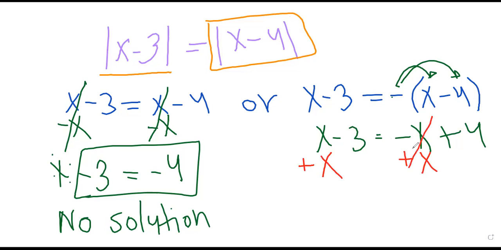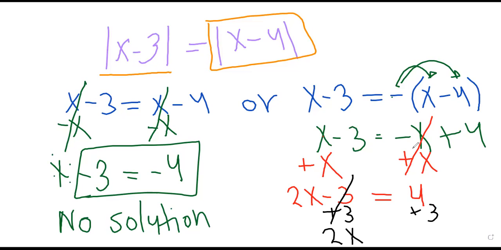Now minus x and x is 0, so we are left with 4 in the right-hand side. What about the left-hand side? x plus x is 2x, minus 3. Now let's solve this simple equation. I will add 3 to both sides. So we are left with 2x is equal to 4 plus 3, this is 7. And you need to divide both sides by 2, so x is equal to 7 over 2.